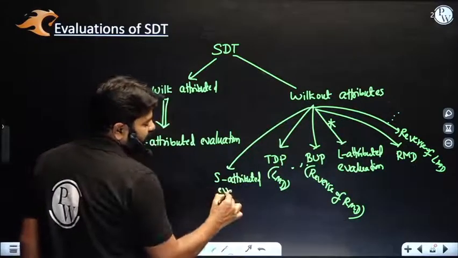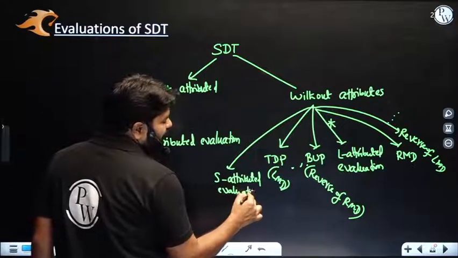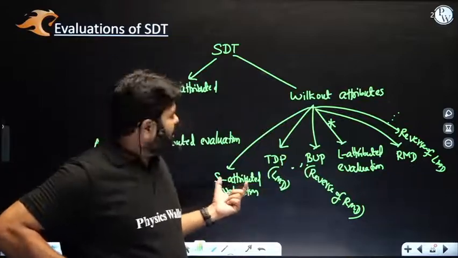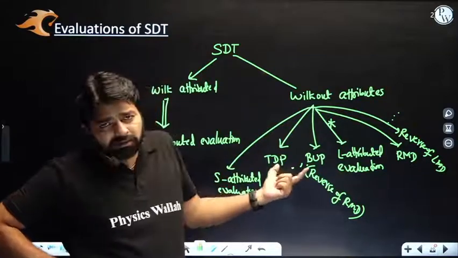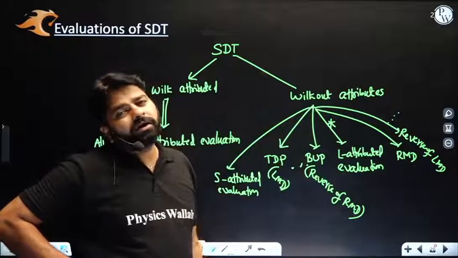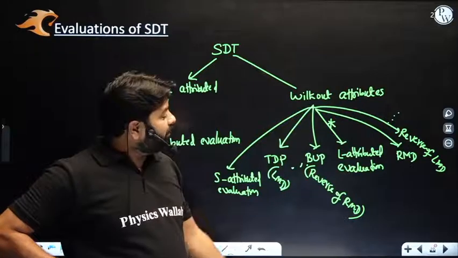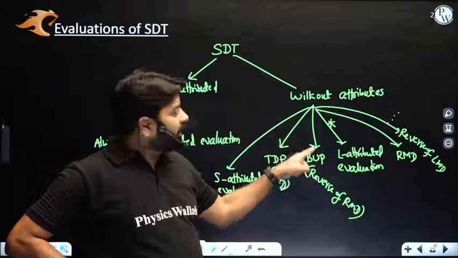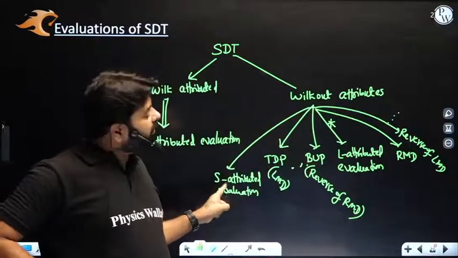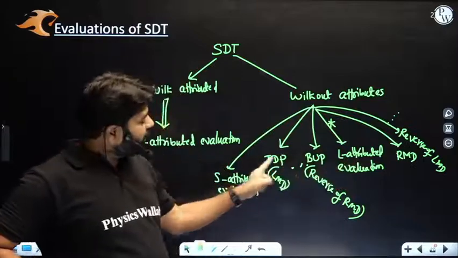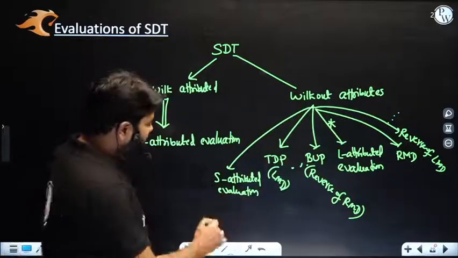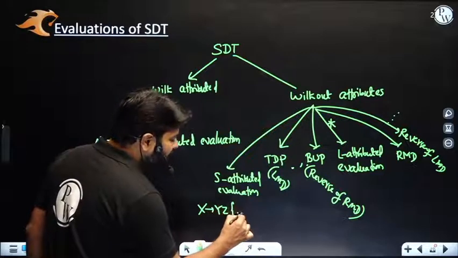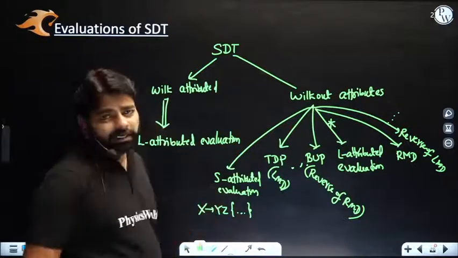S-attributed evaluation. Now what is the difference between bottom-up parsing and S-attributed evaluation? If it is S-attributed evaluation, then all the translations are at the end. But for bottom-up parsing, the translation need not be at the end. That means if they clearly specify bottom-up parsing, better to use it. But if it is following S-attributed evaluation, then you can also use this one. So these two points are different. How are they different? When you have a production, and the translation is at the end, then it is following S-attributed.